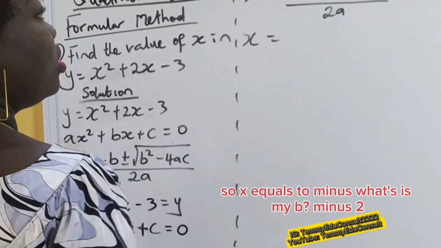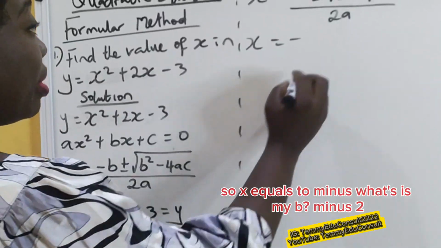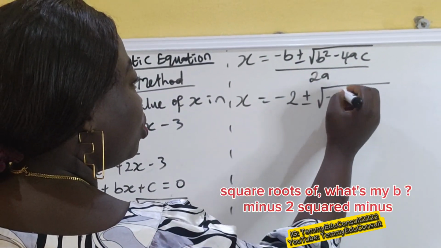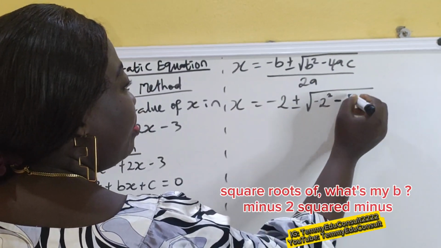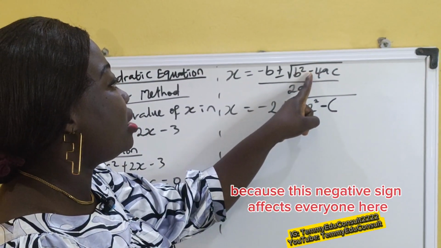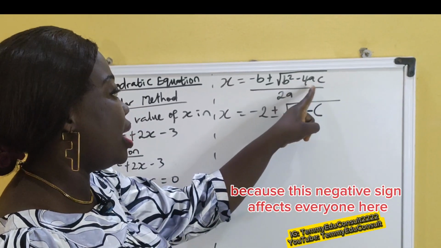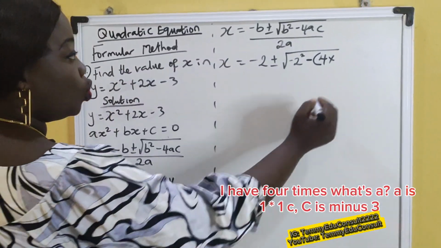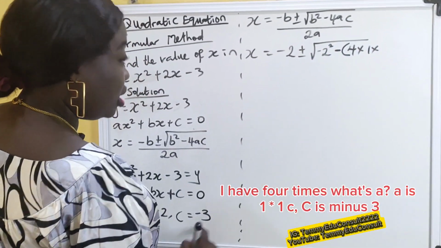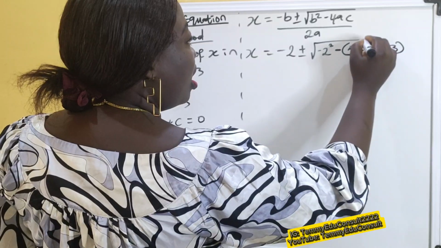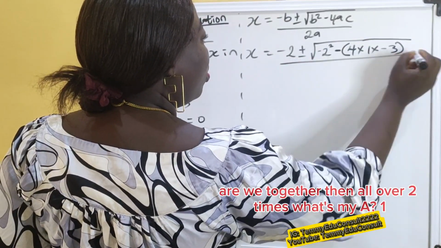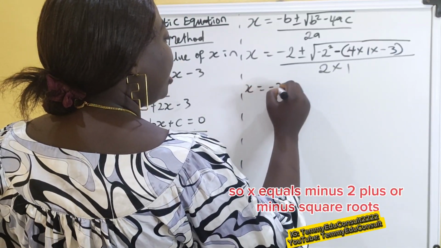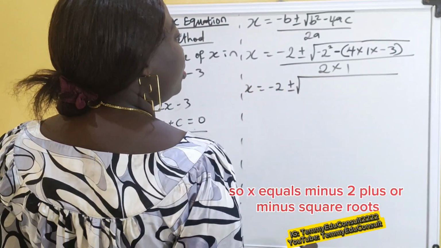So x equals to minus, what's my b? Minus 2 plus or minus square root of, what's my b? Minus 2 squared minus, let me open a bracket here because this negative sign affects everyone here. So opening my bracket, I have 4 times what's a? A is 1 times what? C? C is minus 3. Are we together? Then all over 2 times what's my a? 1. So x equals to minus 2 plus or minus square root.